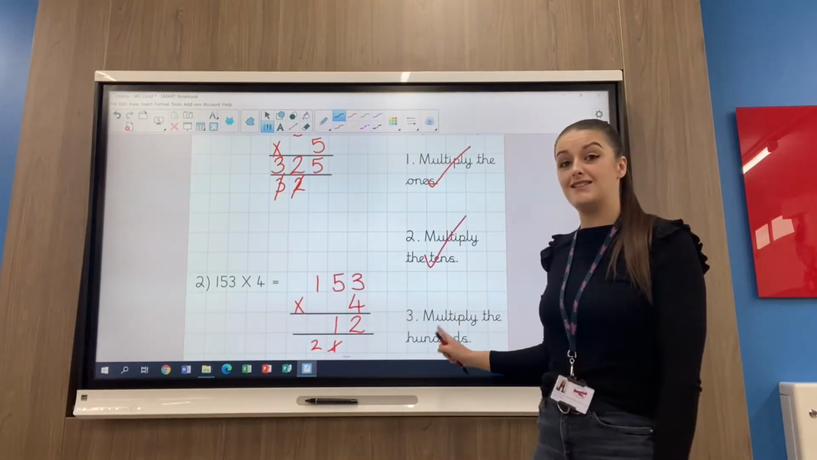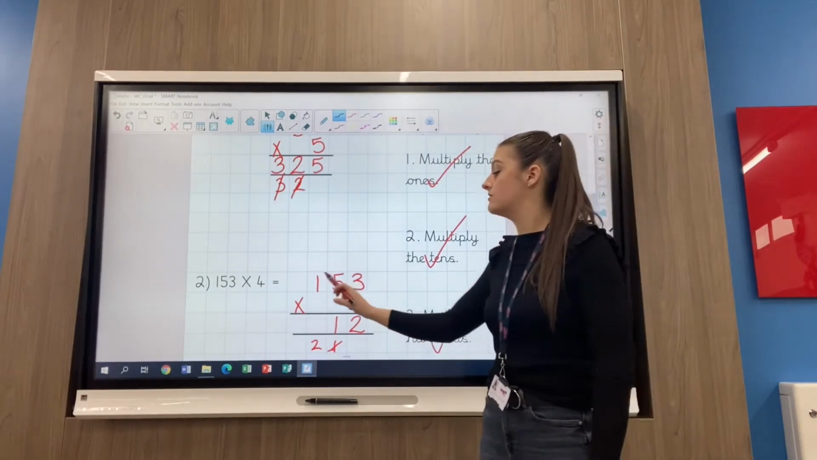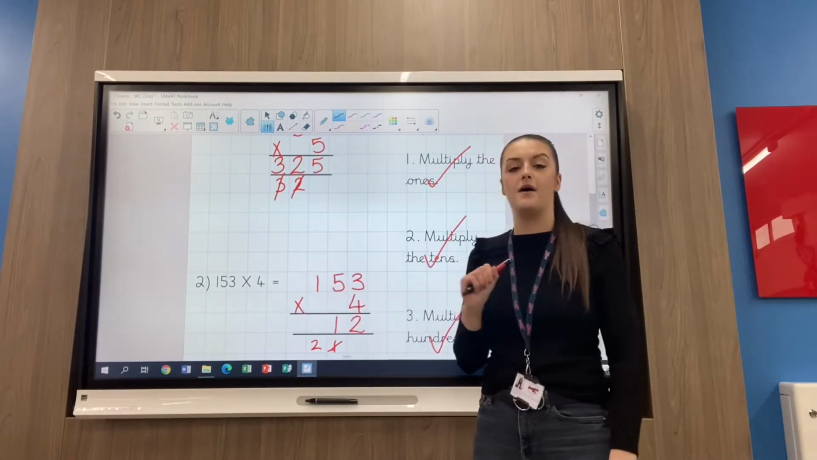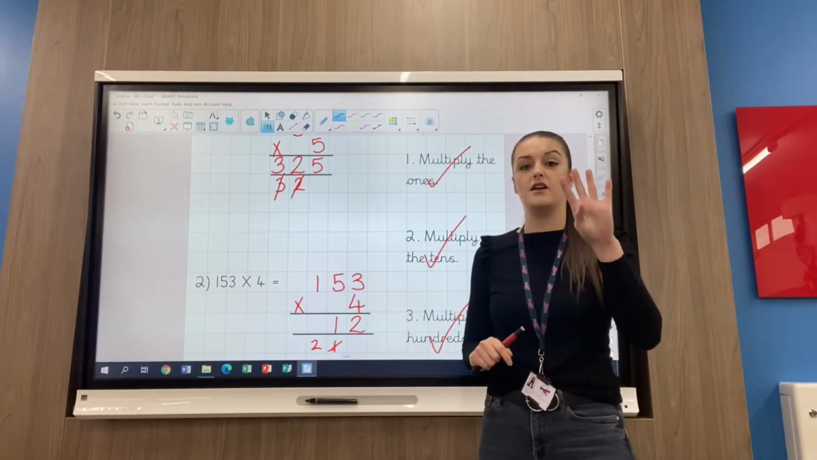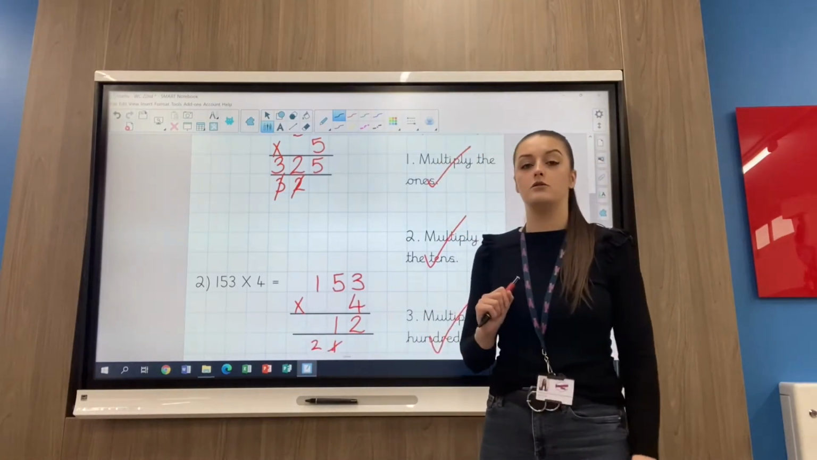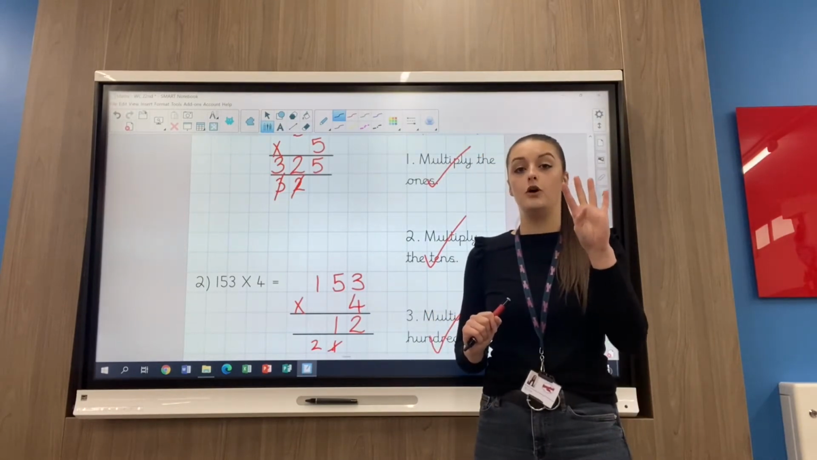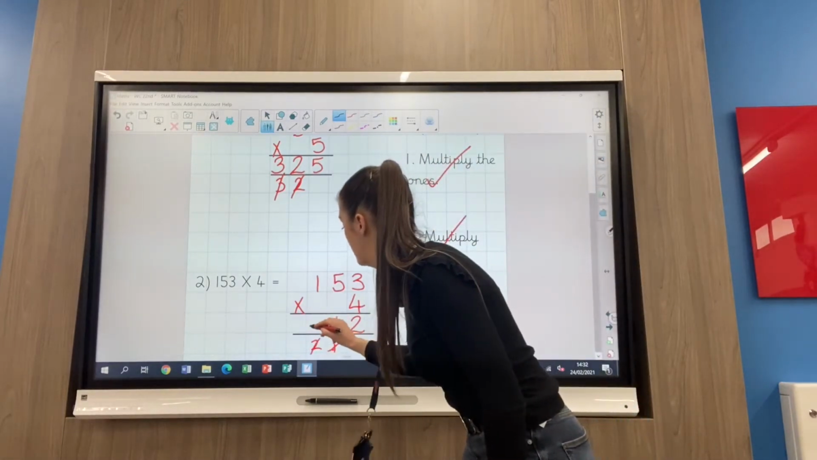So this last step for us to do, the new step, is to multiply the hundreds as well, okay? I've got 4 multiplied by 1. Well, I know that 1 times 4 is 4 because I only want 1 lot of 4. So I'm going to add those 200s in as well. So 4, add 2, 4, 5, 6. So that's going to give me 600.